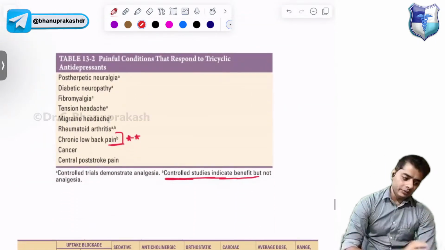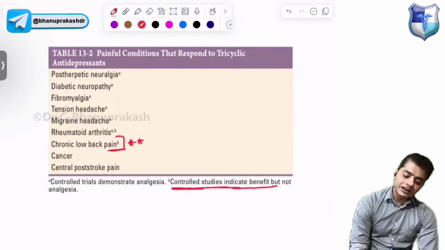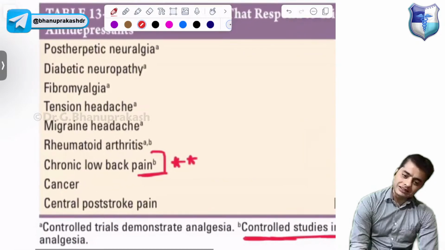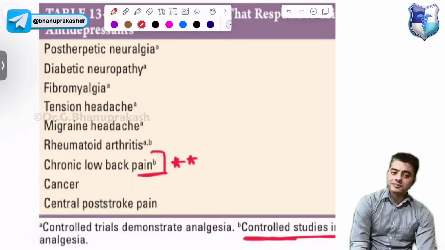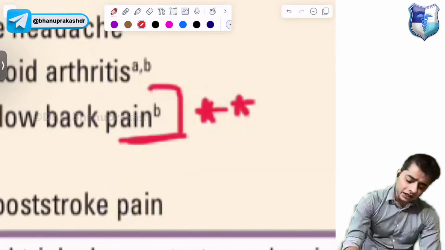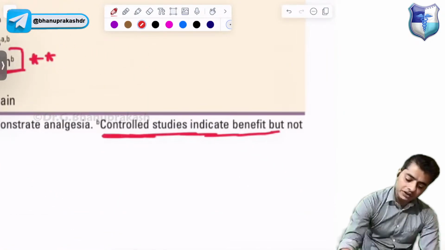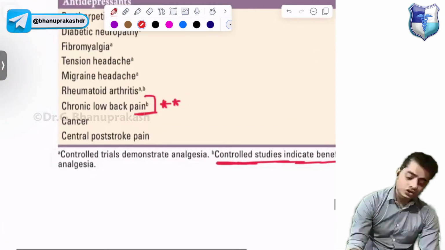Now, this is an important table given in Harrison that tells about painful conditions that respond to TCA antidepressants. They are postherpetic neuralgia, diabetic neuropathy, fibromyalgia, tension headache, migraine headache, rheumatoid arthritis, chronic low back pain, cancer, and central post-stroke pain. When you see chronic low back pain, they have marked it with B. And when you come to B, you find that they have mentioned controlled studies indicate benefit, but not analgesia.